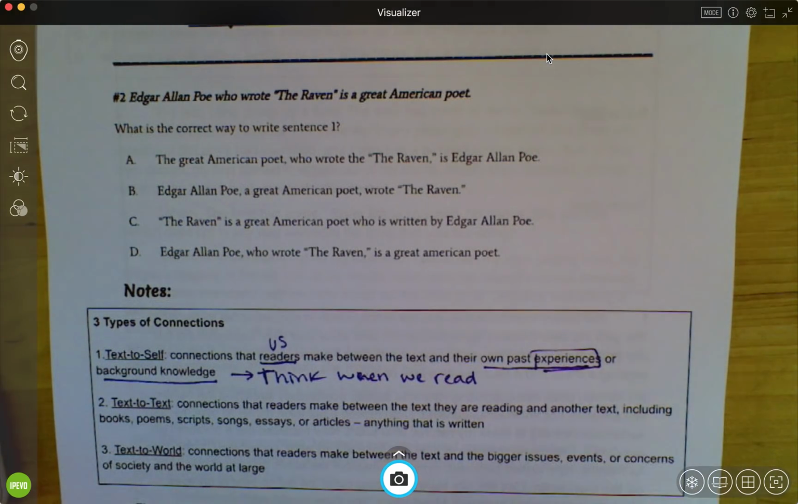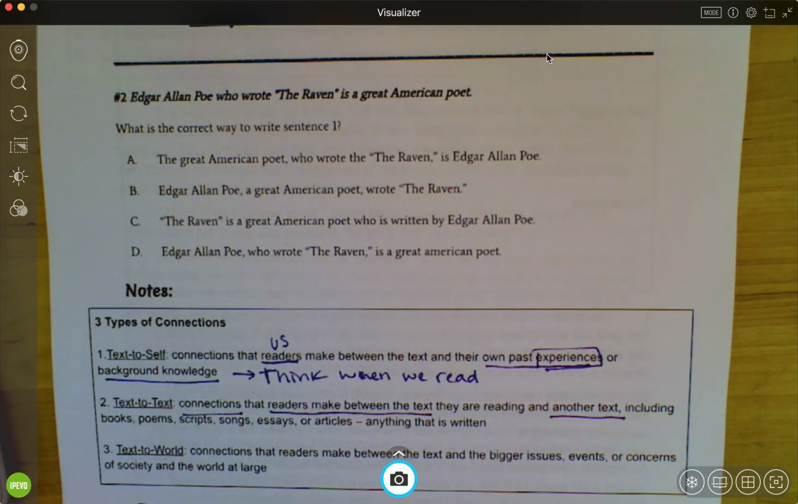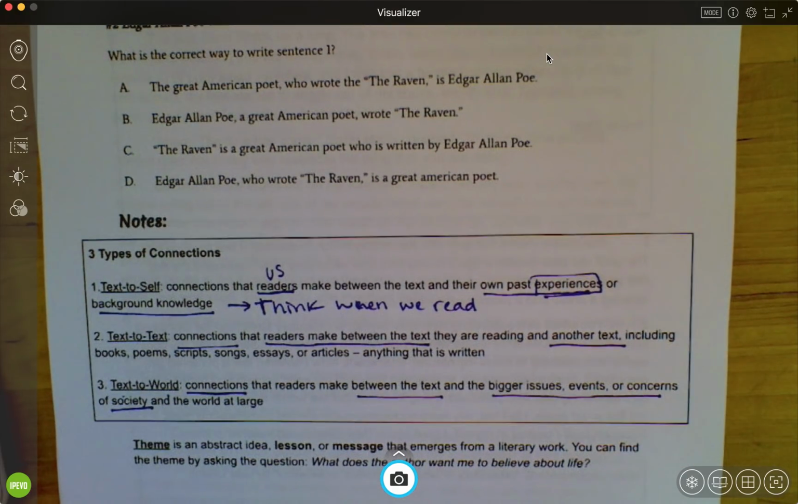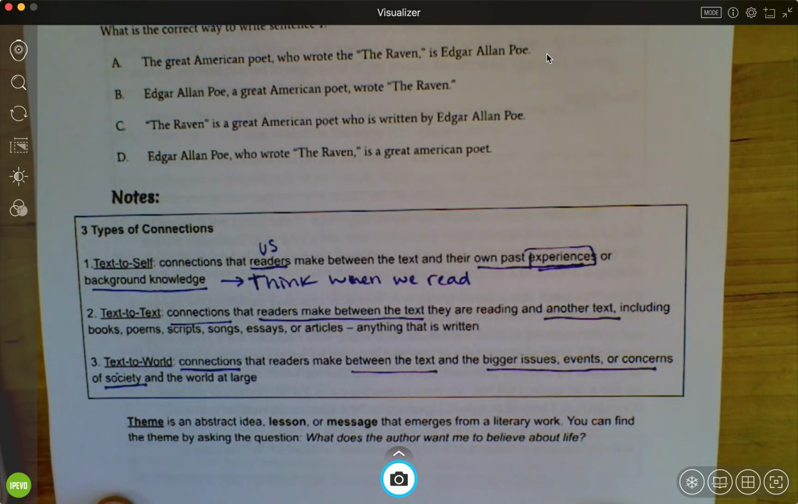Text-to-text connections is connecting what we're reading in St. Lucy's to what we're reading in another text or the article that we read at the beginning of the 6 weeks, all right? Text to world is making a connection between the text and bigger issues, events, or concerns in society and the world at large. So I'm looking at what's going on in the world and how that relates to the story I'm reading, all right?